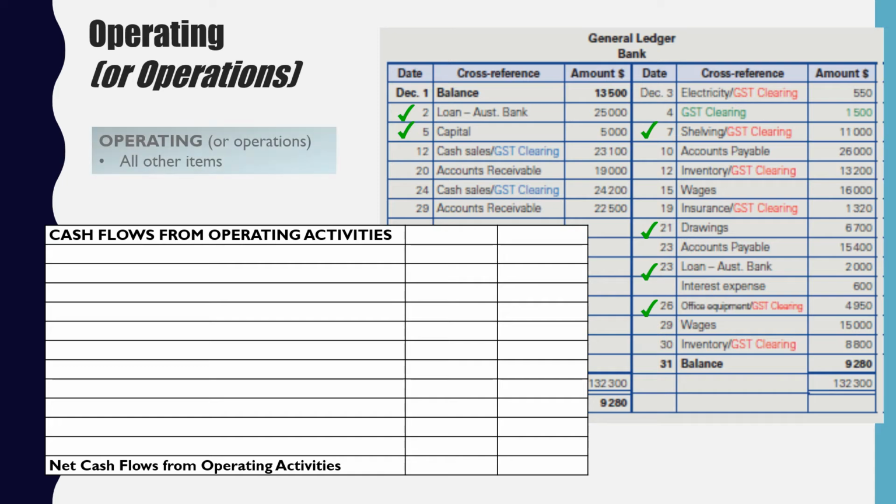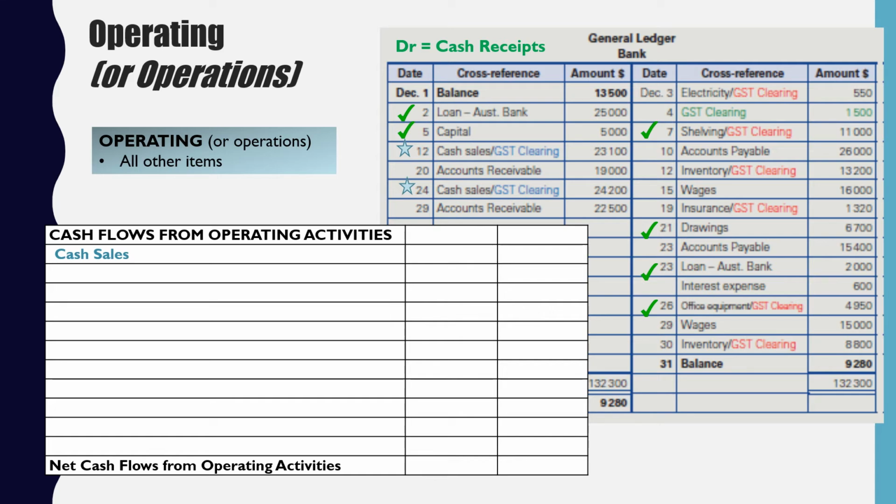Okay, so this is the last classification, which is the operating activities. And in here, we report all the other items that were not reported in financing and investing. Here in our ledger account, you can see that I've ticked off all the items that were already reported under financing and investing. Now let's start by looking at the cash receipts that are recorded on the debit side of the bank ledger account.